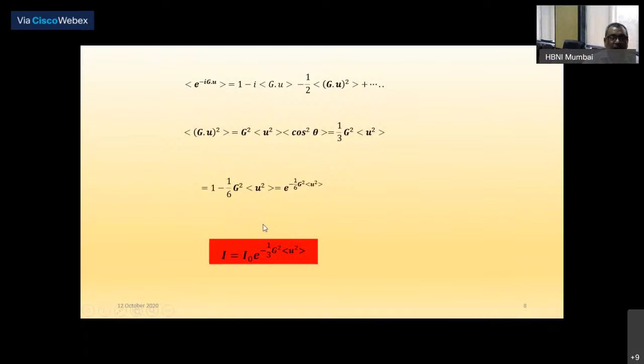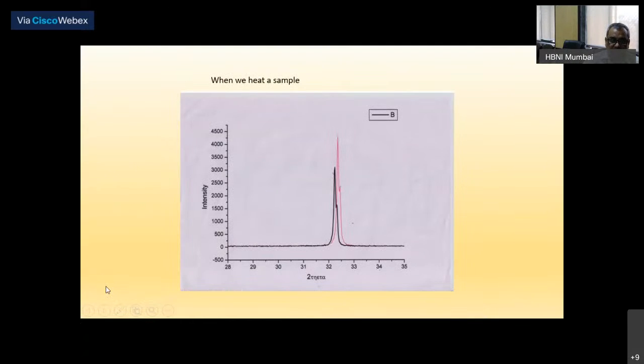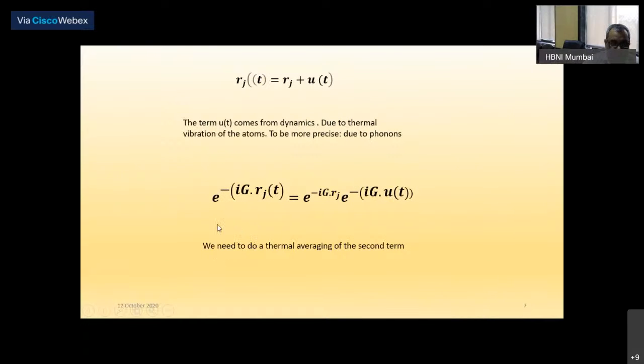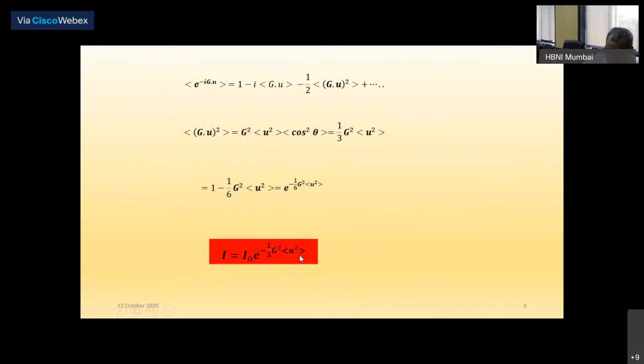That's all I've done. And this term comes from the amplitude. So when I do intensity, I need to do a square, and that's how I get this term: I_0 e to the power minus 1/3 G square times the average value of u square. This u square average, the thermal average, goes up with temperature. You can see as you go to higher and higher Q, you have higher and higher values of G, then also it goes down.